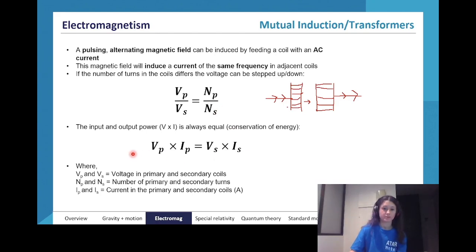We can do the same thing with the power. So we know that the power of the input and the power of the output always needs to be the same, because if it weren't, then we would have lost or generated energy, which doesn't adhere to the law of conservation of energy. Remember, power is given by VI, so that's why this equation exists. So the power in the primary coil is going to be equal to the power in the secondary coil.